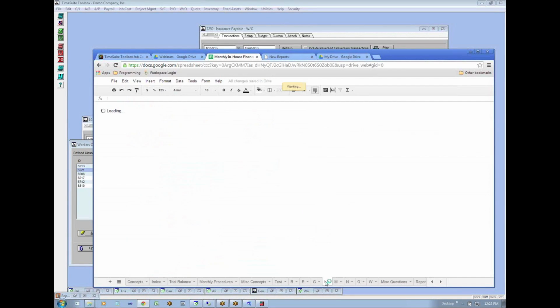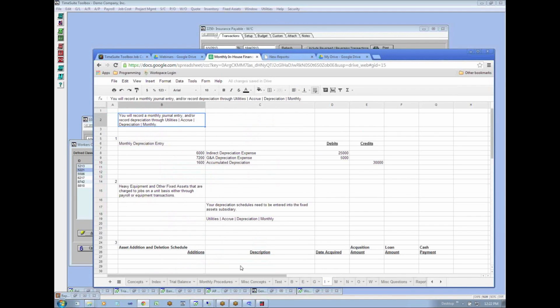So let's go through a set of I work papers. In this case, I was our fixed assets, and you'll record a monthly journal entry and or record depreciation through utilities accrued depreciation monthly: monthly depreciation, indirect depreciation expense, G&A, accumulated depreciation. A lot of times the CPA will just give you a journal entry and keep it simple. So heavy equipment and other fixed assets that are charged to the jobs on a unit basis through payroll and equipment transactions, that's the concept. Your depreciation schedule should be entered into the fixed asset subsidiary. So if you have heavy equipment, that's a substantial expense.